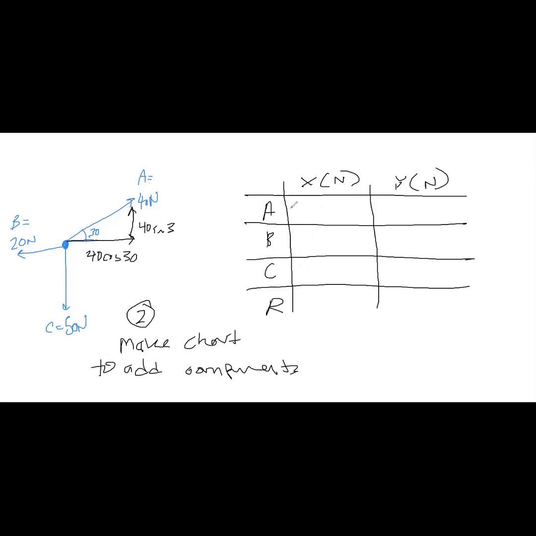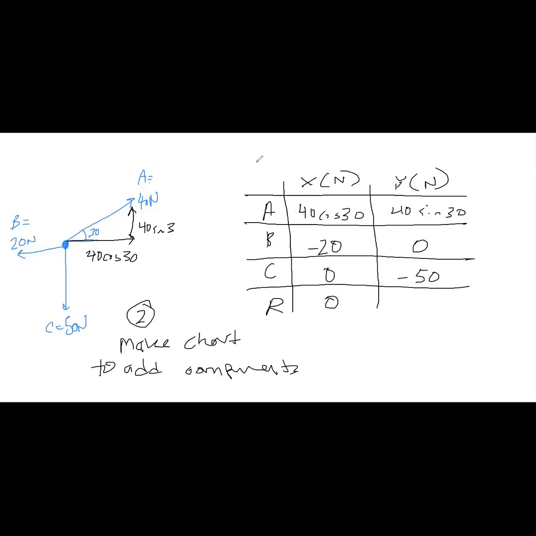Over here in the x, we'll go to AX first. That's 40 cosine 30. In the y, we have 40 sine 30. BX is negative 20, BY is 0. CX is 0, CY is negative 50. Now we just add vertically, right down the columns, and add our two columns up. I'm going to do that here in my calculator. That's 0: 20 minus 20 is 0.